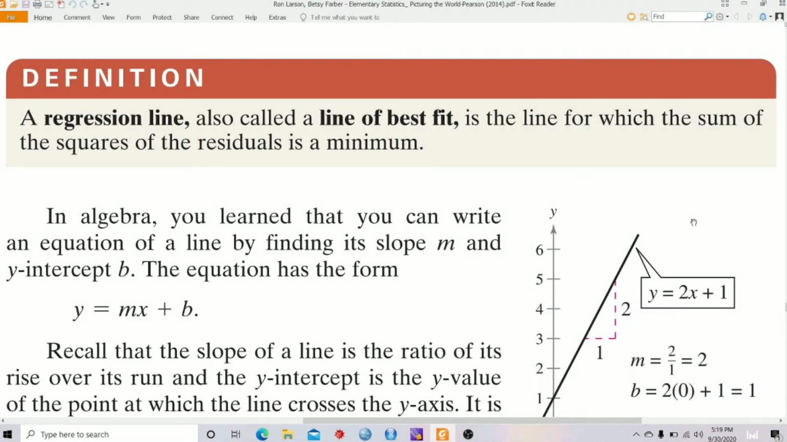Okay, so for this lecture, we will tackle regression analysis. For this topic, I'll just give you a basic concept of what regression analysis is. For the definition, a regression line, also called a line of best fit, is the line for which the sum of the squares of the residuals is a minimum. Basically, in regression analysis, we are getting a linear relationship that is expressed by a regression line. This regression line estimates the relationship between the two variables.